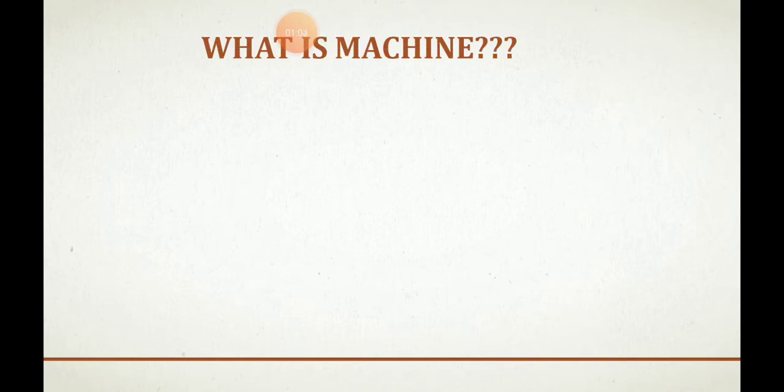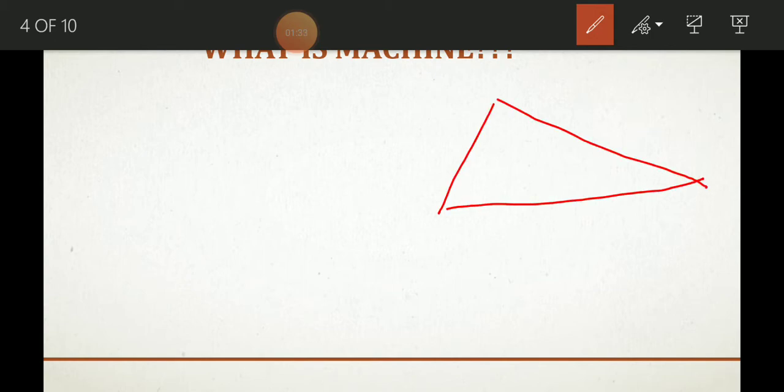Next, what does machine mean? When you recall your previous semester subject, the mechanics of machines, where you have studied regarding the machine, before knowing what exactly you mean by machine, you have to understand what the links are, what the pairs are, what the mechanism is, and then comes the machine. To demonstrate that, I will take one diagram here. This is nothing but one kind of mechanism.